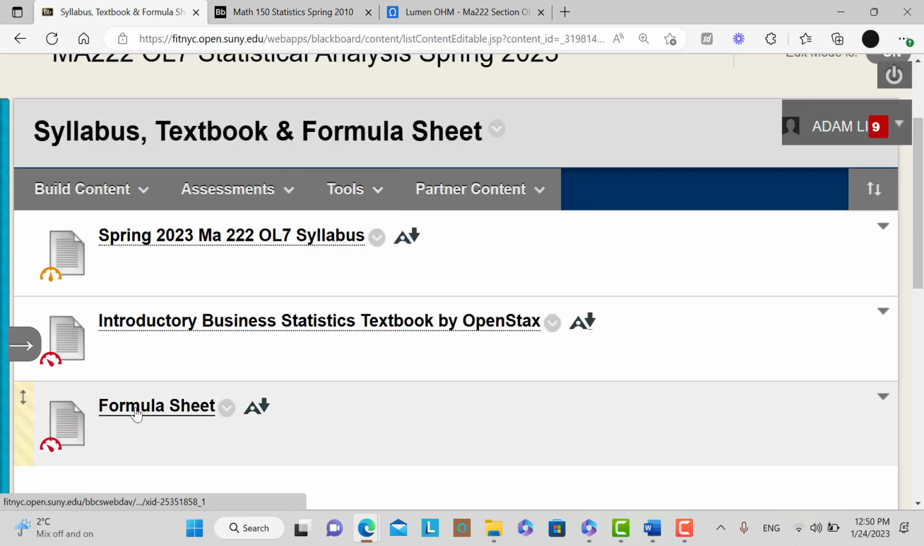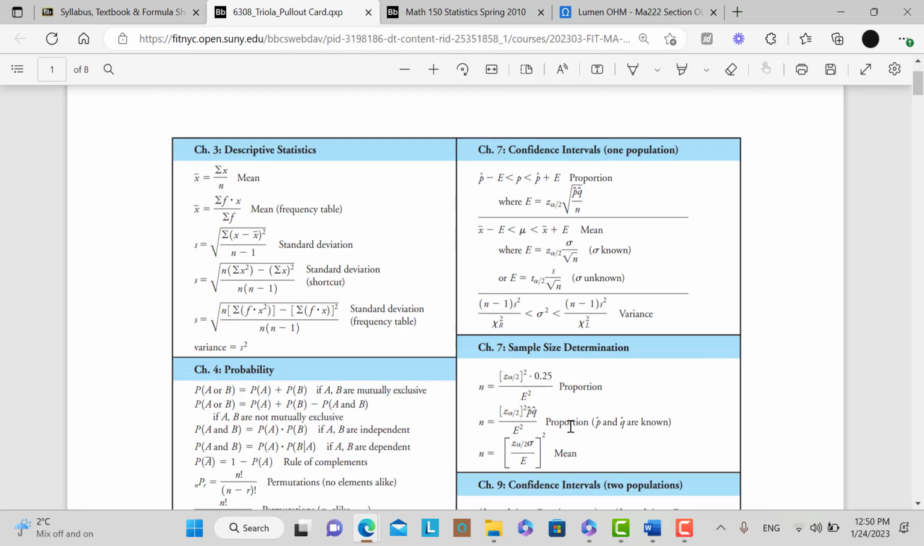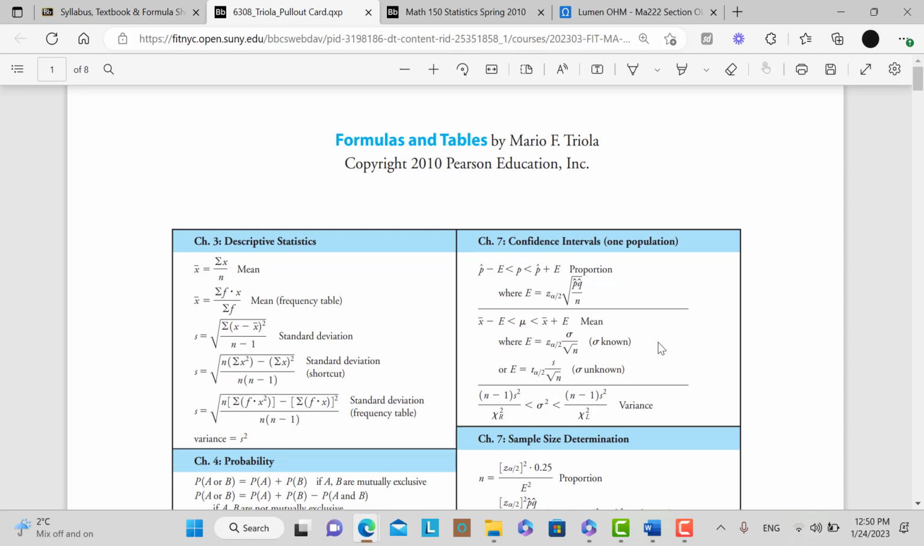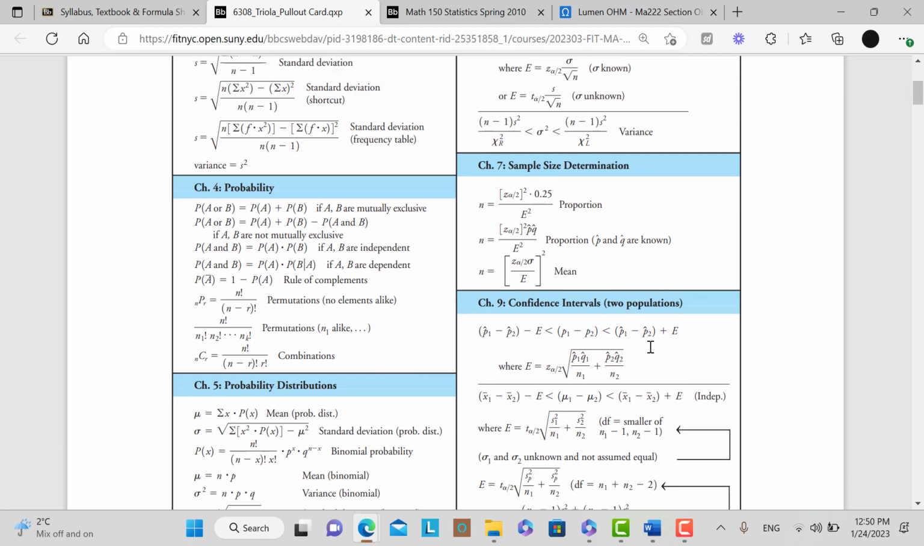Also, I want to mention the formula sheet. All the formulas you need throughout the entire semester are in this formula sheet. It's organized by chapter. So starting on chapter 3, you're going to use some formulas to tackle some problems and then complete homework assignments and quizzes. And you're allowed to use a formula sheet and calculator or Excel in all the homework, quizzes, and exams.